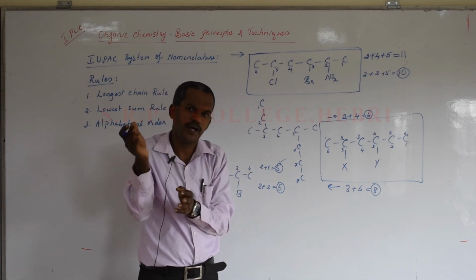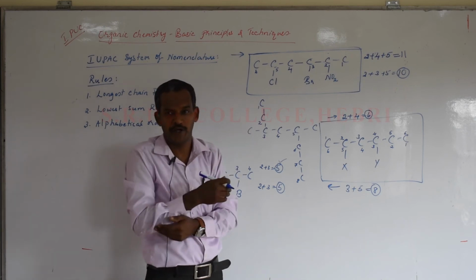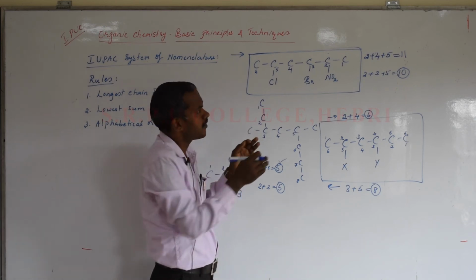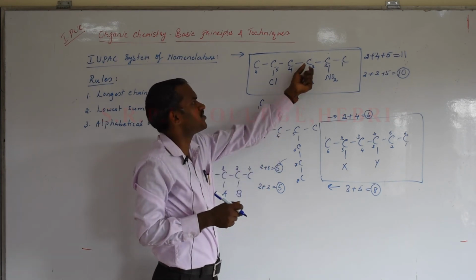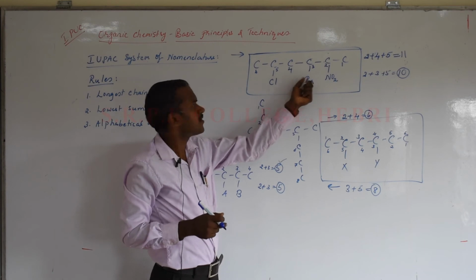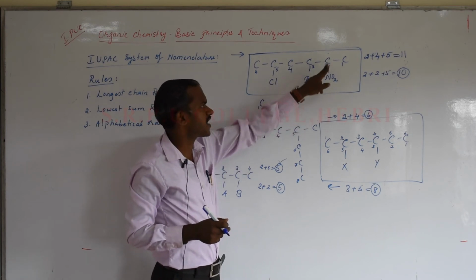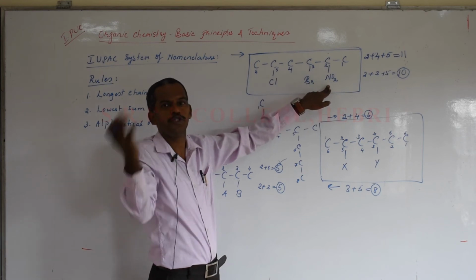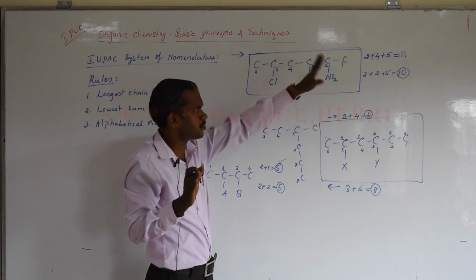Wherever the priority, we are not giving according to the alphabetical order, like equivalent positions, what I told you already, but here the lowest sum rule we applied. But when you want to name this, first you have to say bromo, then chloro, then nitro, irrespective of the second carbon atom having nitro. We have to follow alphabetical order, that we understood in the lowest sum earlier.